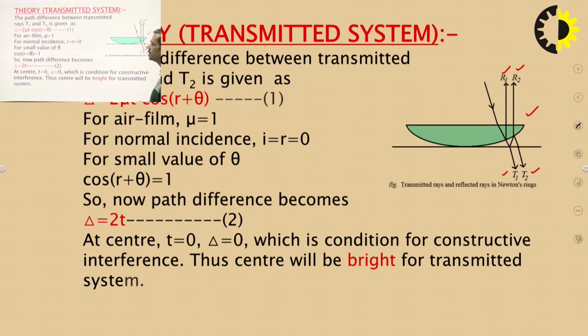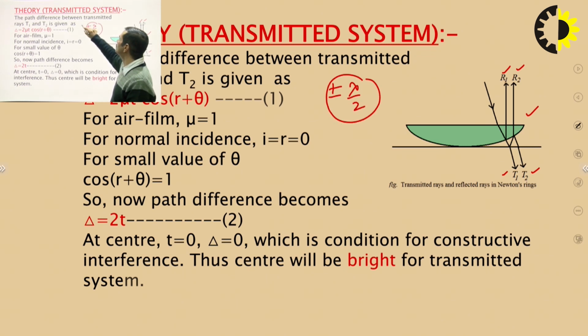2 mu t cos(r plus theta), and there is no extra phase difference or path difference of pi or plus minus lambda by 2 factor. We have not considered this factor here. So this is the important discussion here.